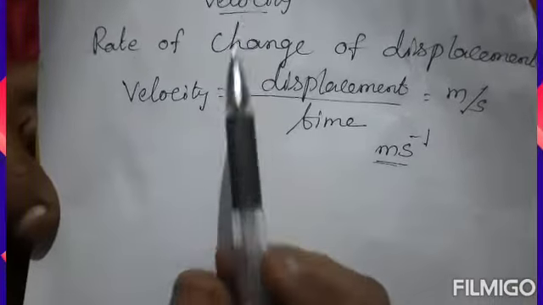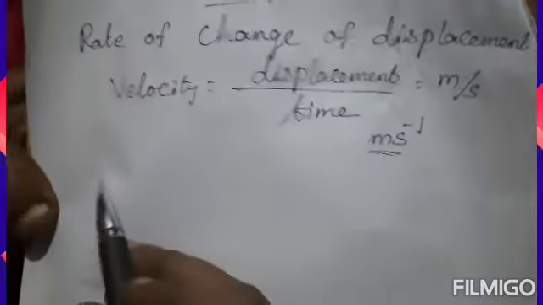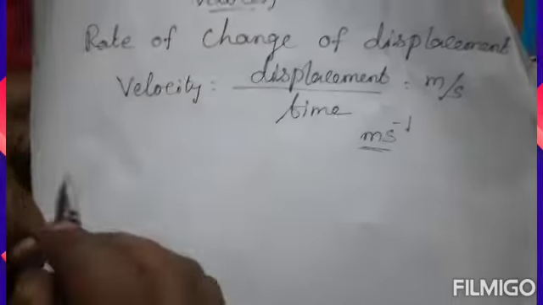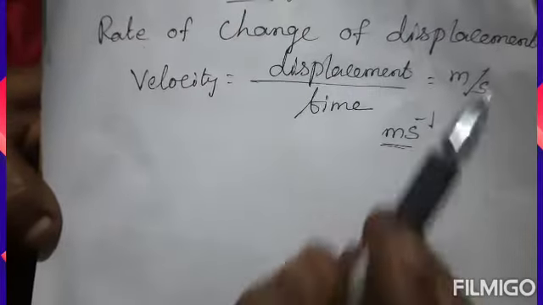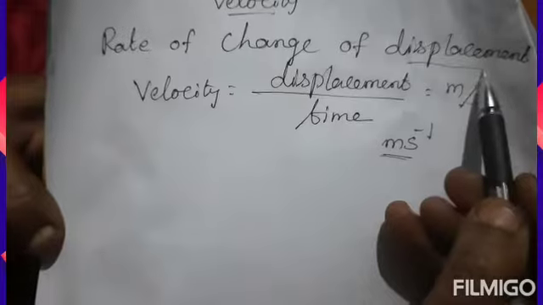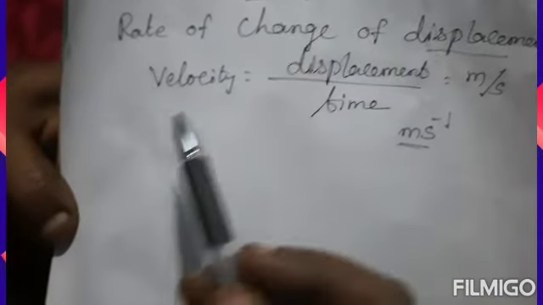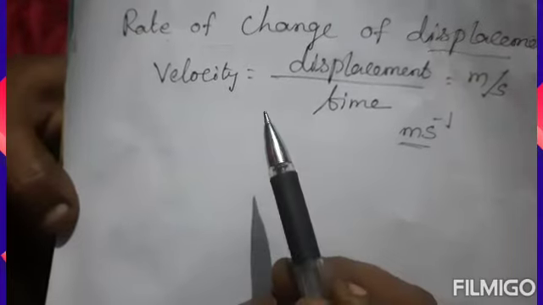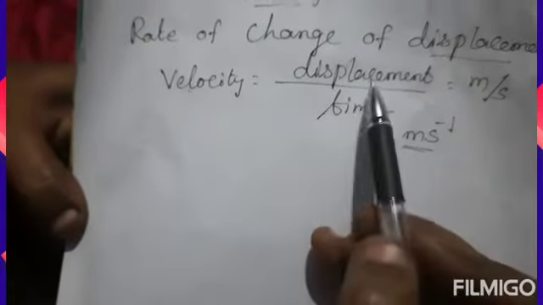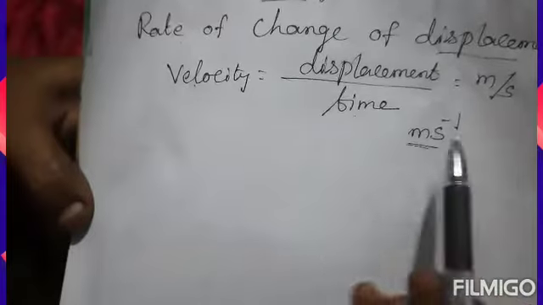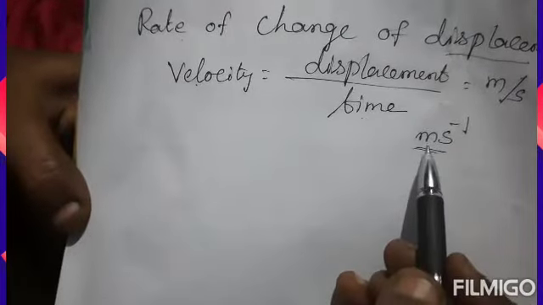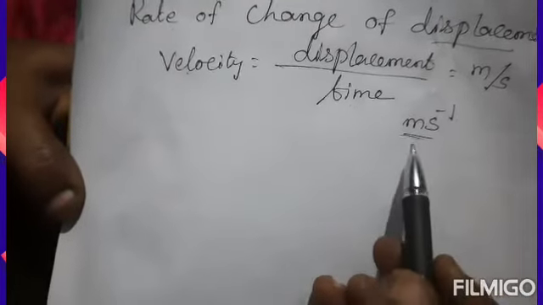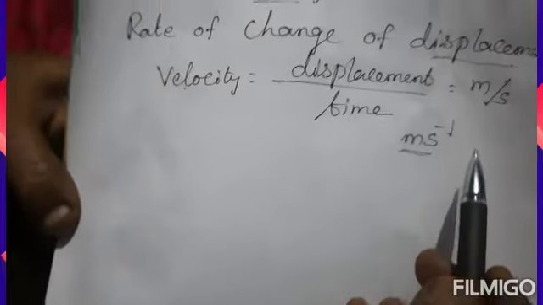So what is the difference between speed and velocity? So what is speed? Speed is the rate of change of distance. Instead of displacement, what you have to say? Distance. And what is the formula for speed? The speed equal to distance divided by time. Now here the velocity, displacement divided by time. But the unit is same. What is the unit of speed? Meter second power minus 1. What is the unit of velocity? Meter second power minus 1.